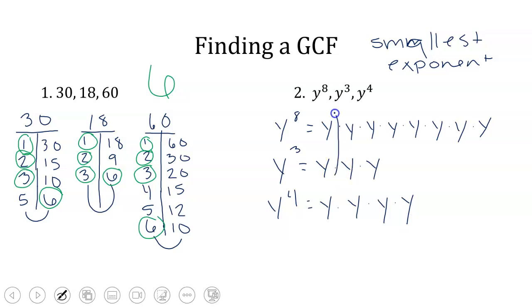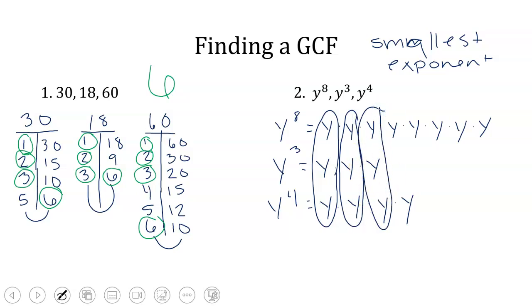So what do they have in common? Well, they all have a y here, they all have a y here, and they all have a y here. So how many y's do they have in common? 3. So y^3. So that's why I said it's the smallest exponent. So they all have y. What's the smallest y? y^3.